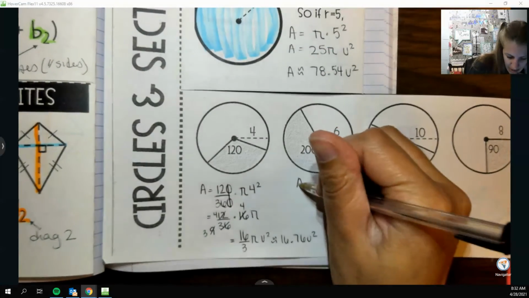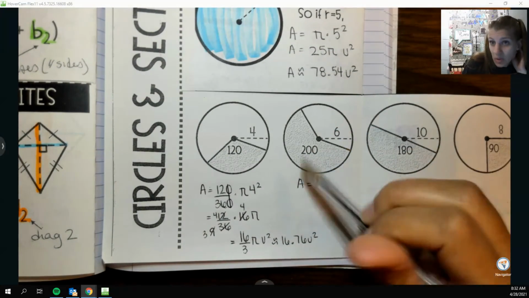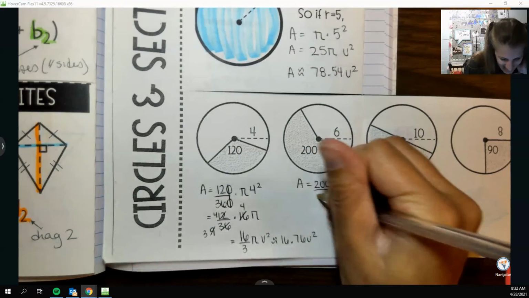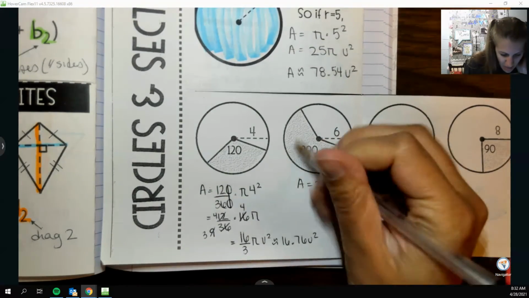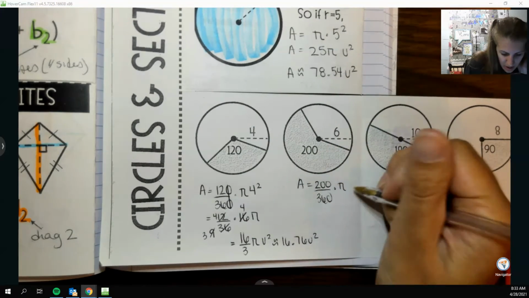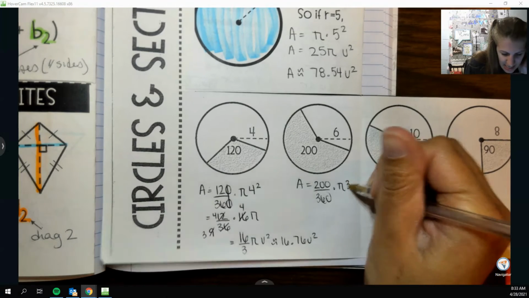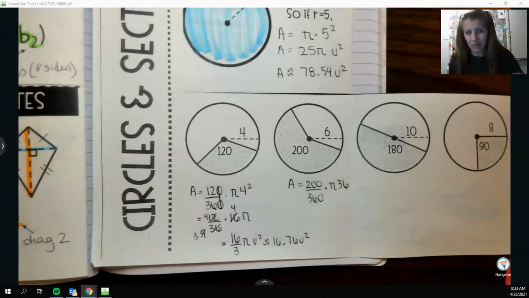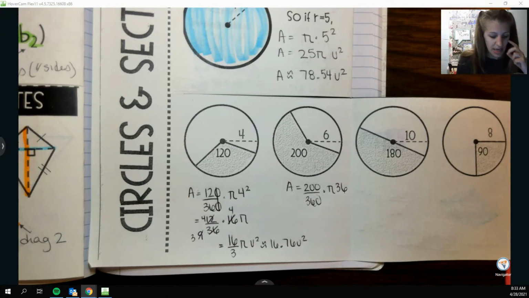Alrighty, trying this one here. If I want to find the area of this mostly eaten pizza, we're going to do 200 degrees out of 360 because that's how much they want. That's the shaded region, times pi r squared, where they're showing me that the radius is 6. So 36. Is that okay? Squaring my radius is so easy.